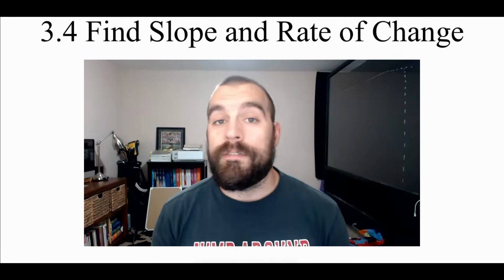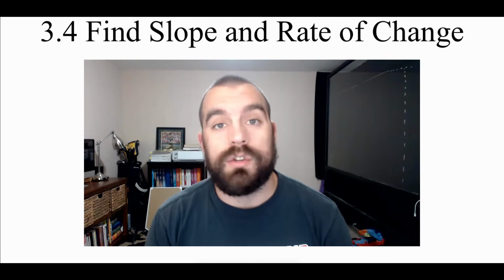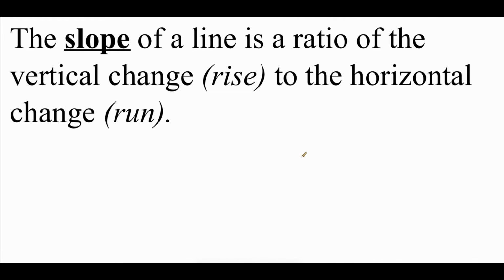In this video, we're going to find slope and rate of change. When we're talking about the slope of a line, the slope is a ratio that compares the vertical change, so how much your line is moving up or down, which we call the rise, compared to the horizontal change, so how much you're moving left or right, which we call the run.